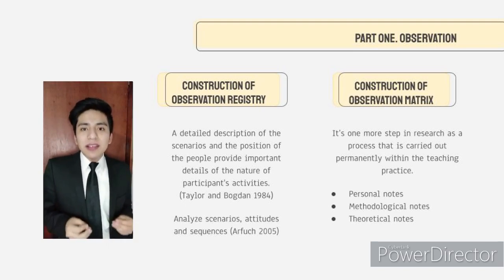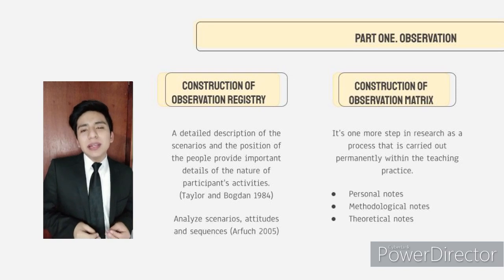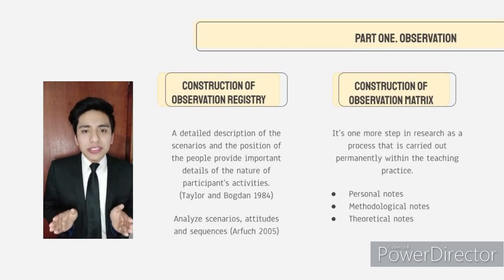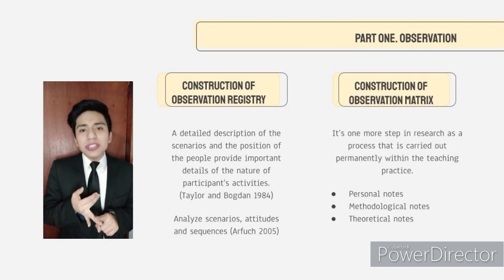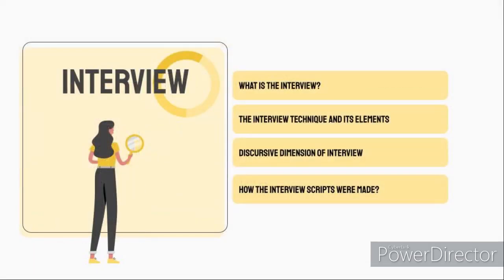Well, last but not least is the construction of the observation matrix, and it's one more step in the research as a process. Likewise, it is the systematization of the notes obtained during the observation, a process from raw notes to cooked notes. That means the categorization of personal notes, methodological notes, and theoretical notes. It is characterized by analyzing in columns how many times it has been observed, what the research questions are and the area to which they belong, who the participants are, and what type of notes, which were previously mentioned.